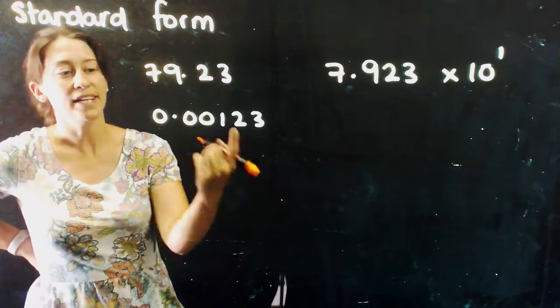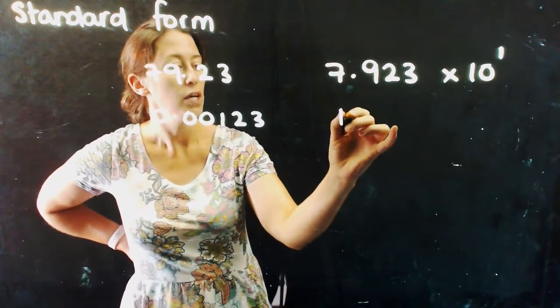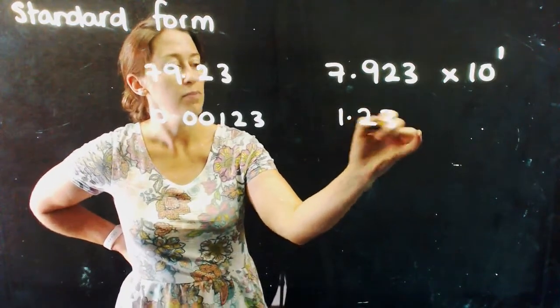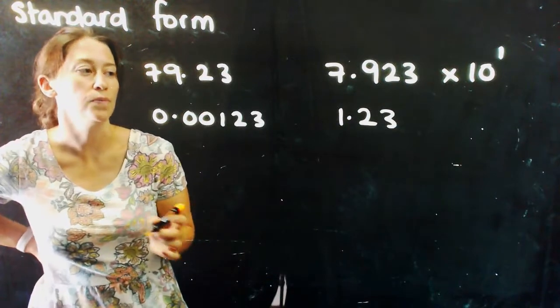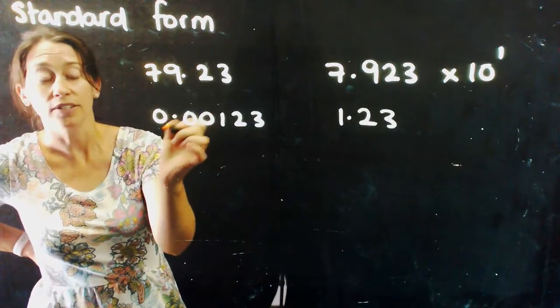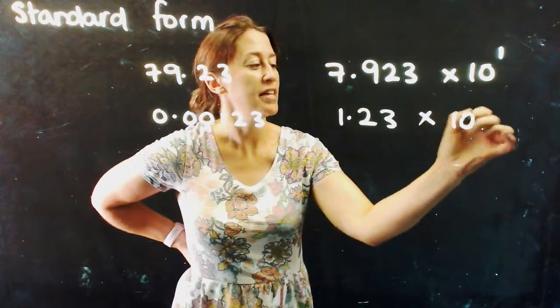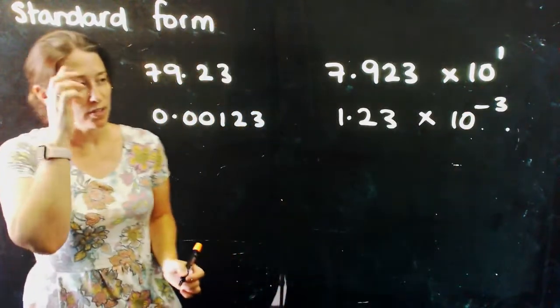Now let's have a look at this one. Again, it's a small number, so the significant figures that we're dealing with are 1, 2, and 3. I'm going to put the point in between the 1 and the 2. And if the decimal point's there, how many places back do we go to get to the number? Well, it's 1, 2, 3. So it's multiplied by 10 to the negative 3, which is written in standard index form.